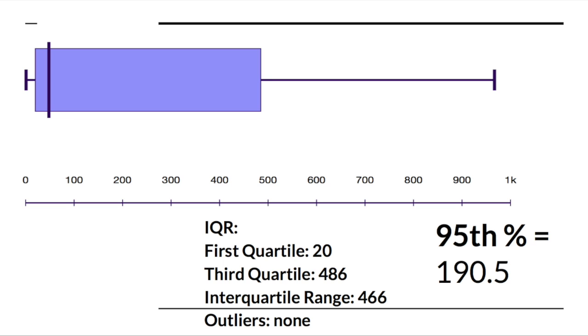I also made a box and whisker plot for this data set and found the IQR for it, the first quartile being 20, third quartile being 486, and the interquartile range being 466. There were no outliers, and then after this, I found the 95th percent by taking two standard deviations away from the mean and got 190.5, and that's in thousands.